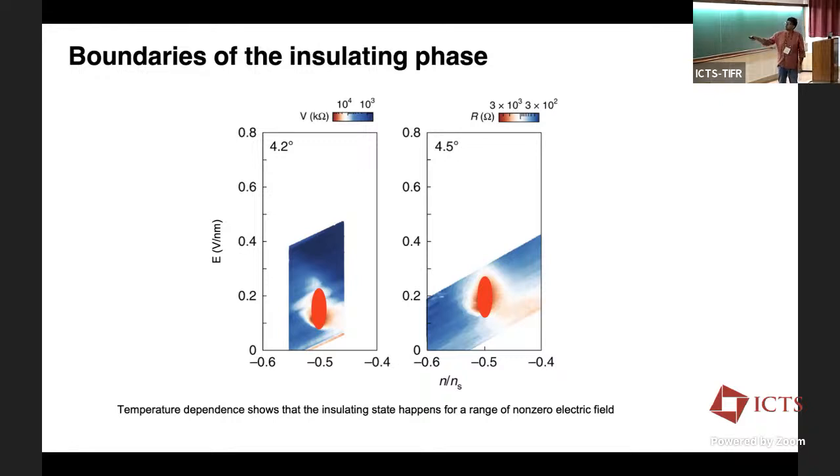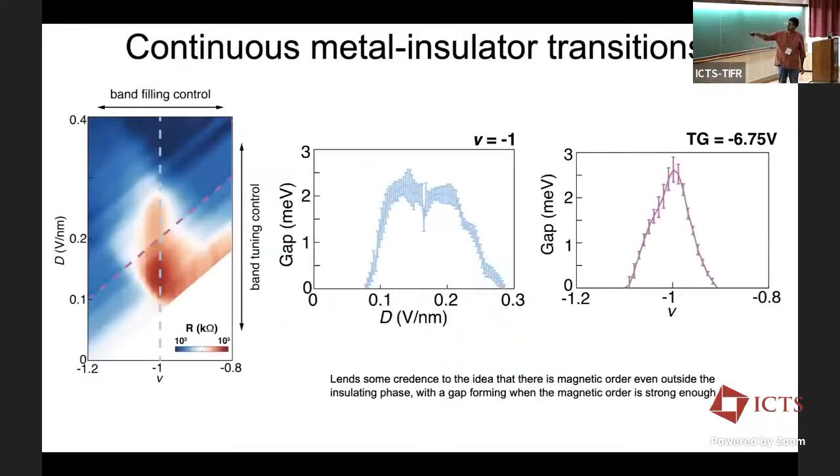This is for two different angles. You can look at the behavior of the sample by measuring its resistance as a function of temperature and figure out whether it is insulating or metallic. You can also measure the size of the gap from an Arrhenius fit. If you plot that as a function of electric field, the blue line, or as a function of density, this purple line, as you cross this ring, the gap goes continuously to 0. This gives some support for the idea that you have a continuous phase transition from this insulating phase to this metallic phase.